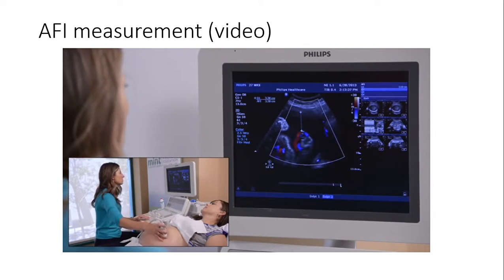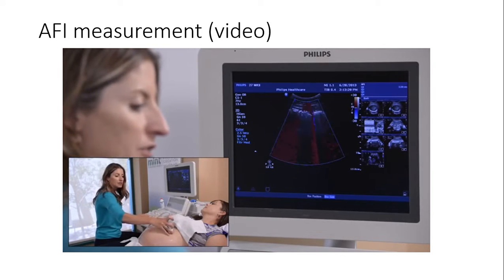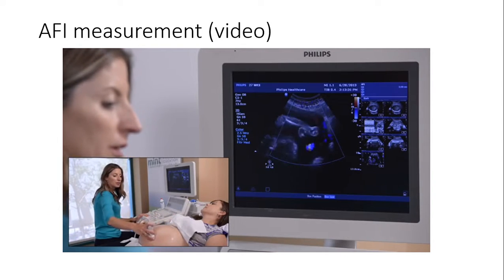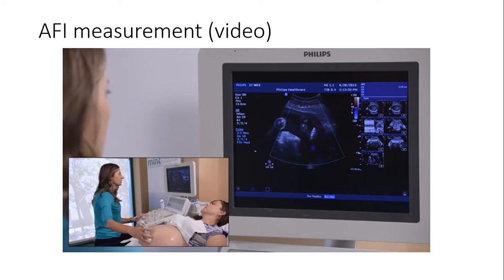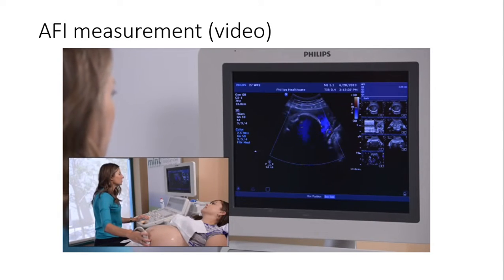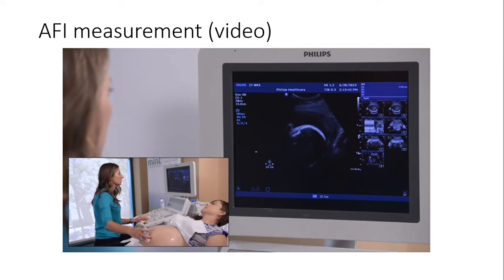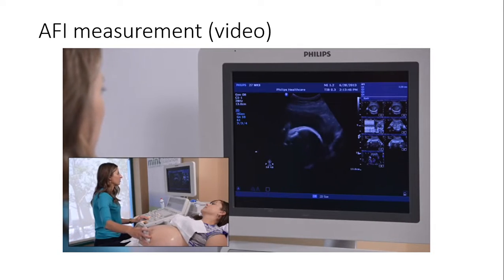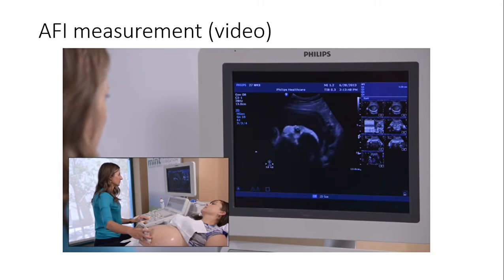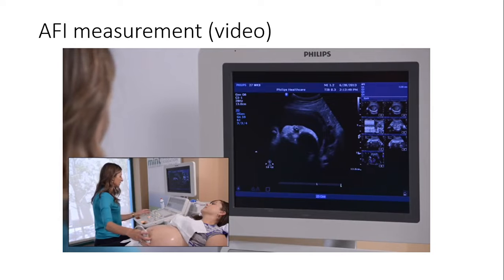So I'll take that picture, and then I just maintain this perpendicular position with the transducer and scan down. Remember not to put too much pressure. You see, I can increase the pressure and just totally reduce the amount of fluid in that pocket. So when I let off pressure, this is a nice pocket. Again, add my calipers.